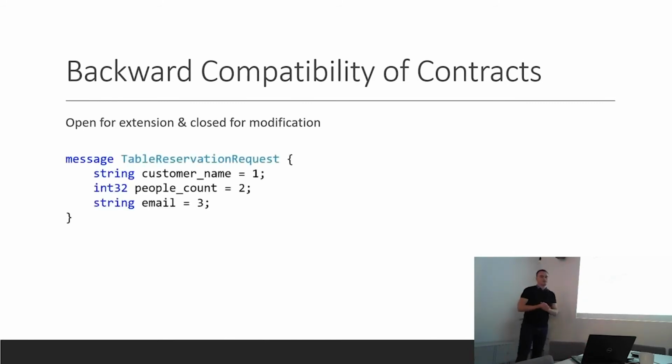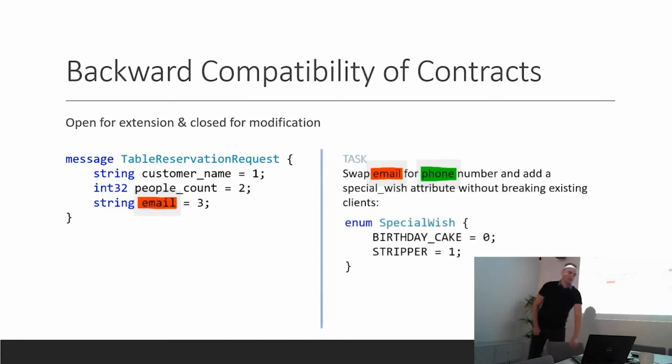So let's say there is a restaurant that for some reason has an open API that you can use to make a table reservation. And when you do so, you need to provide a customer name, how many people, and your email address. But it turns out that it's not very practical to contact the customer via email. So the restaurant decides to ask for a phone number instead. In other words, they would like to remove the email address, add a phone instead, which is also a type of string. And then they also want to add this special wish, which is like an upsell opportunity for them. And all of that without breaking the existing clients that have been generated using the previous contract, which didn't know phone, had email, and didn't have this special wish.